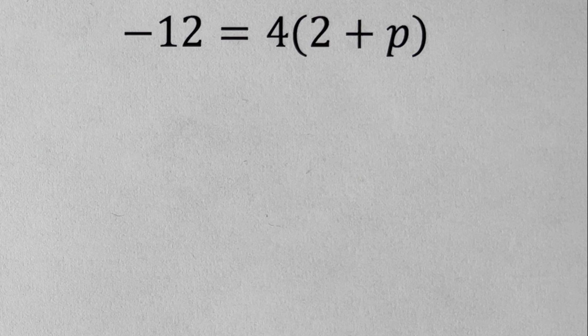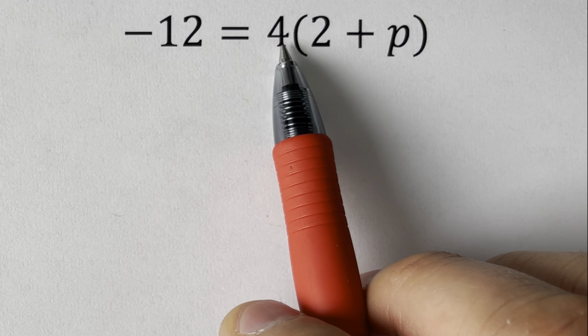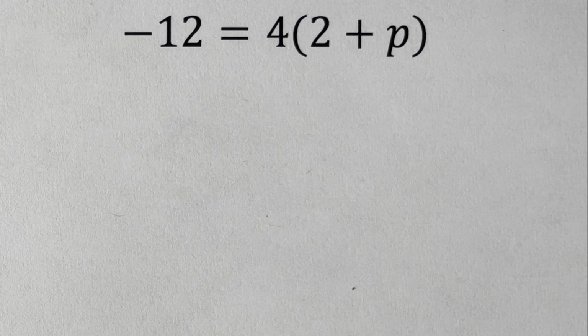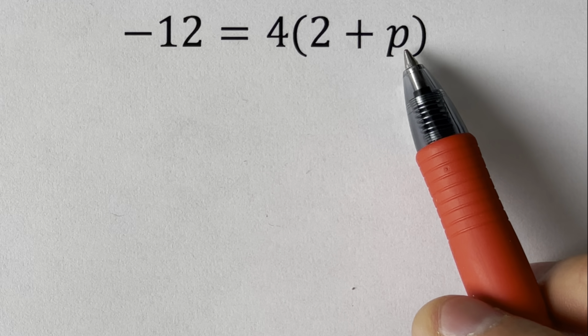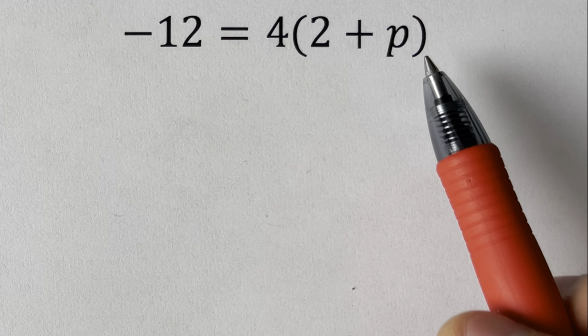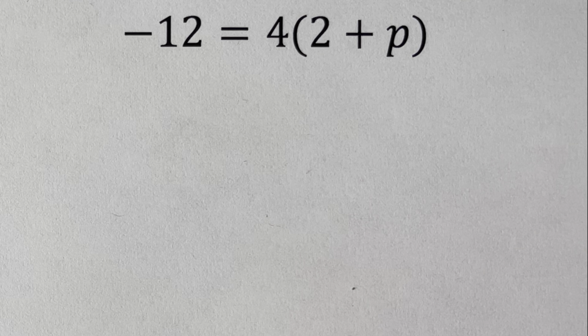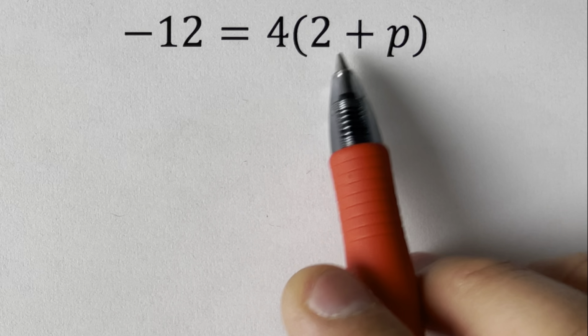Okay, so we go over the problem here. This can be read as -12 is equal to 4 multiplied by the quantity 2 plus p. Now, others are going to say, oh, the p or the variable is on the right side. Is that even correct? Yes, variables can be placed on any side of the equation. It doesn't matter. I'm just showing you that it can be on the right side too.